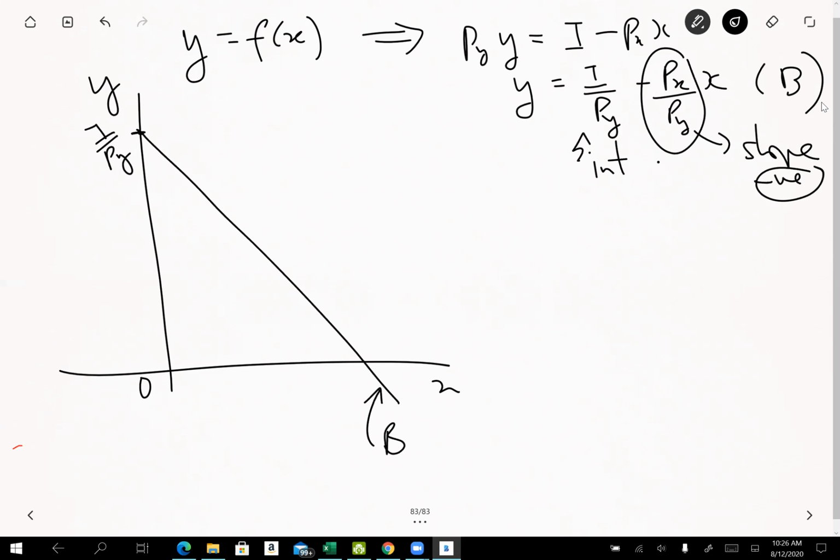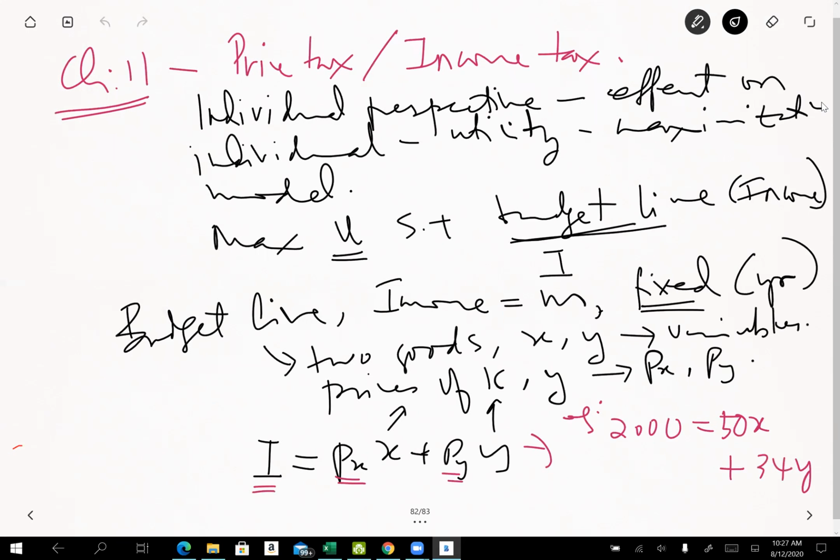Now, before we do that, we go back to our example. When you go back to our example, you write y in terms of x, that would be y equal to 2,000 minus 50x, divided by 34. Okay? So if you look at the intercept, 2,000 divided by 34, dapat berapa? $58.82. Saya kalkulator ada tapi baru nak buka.